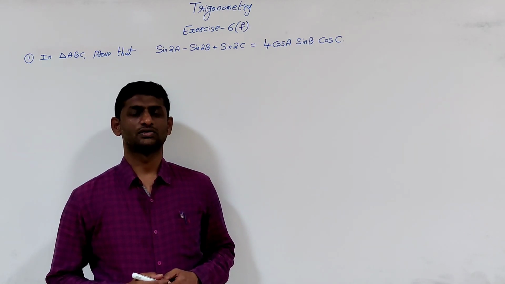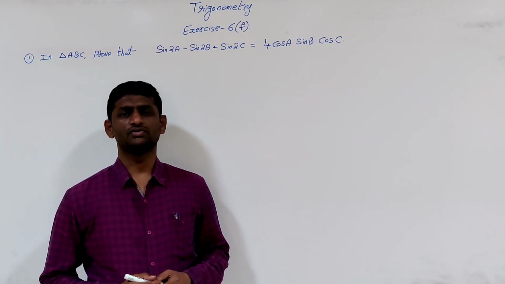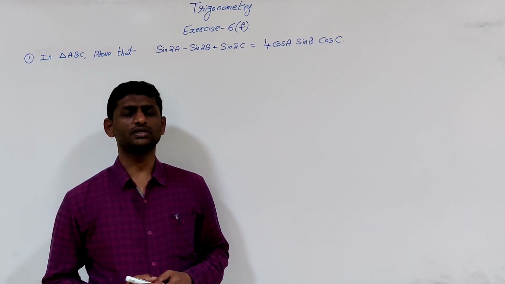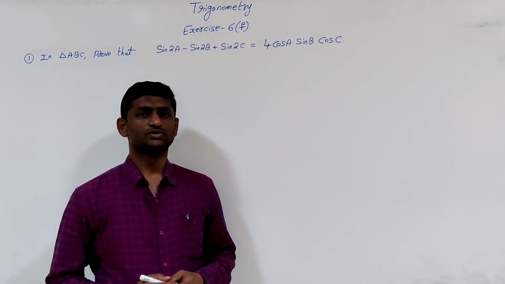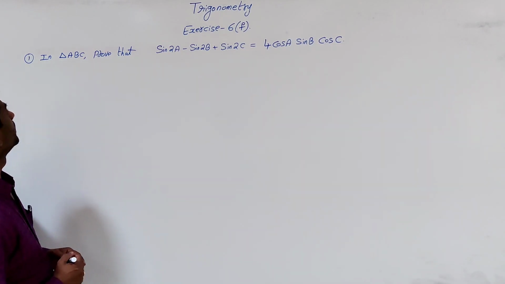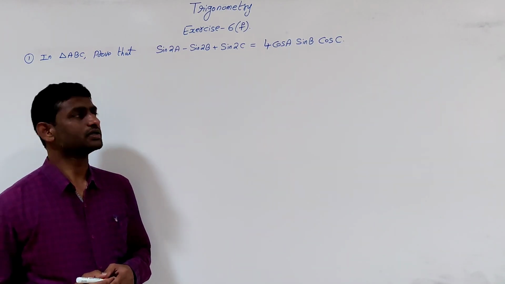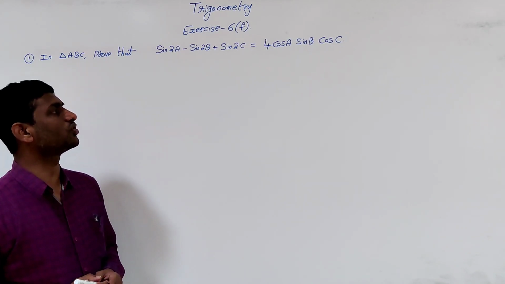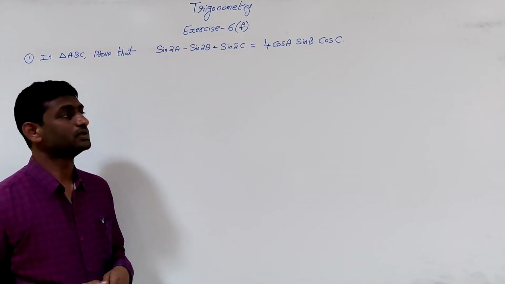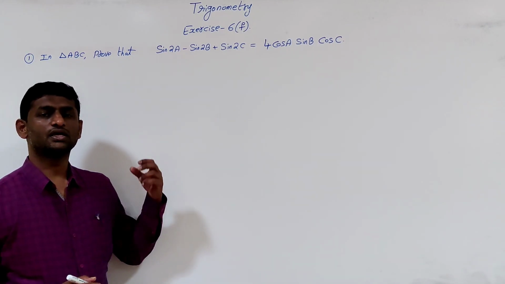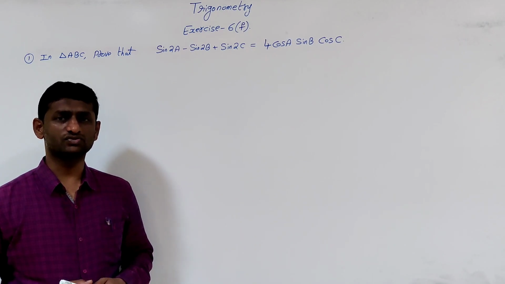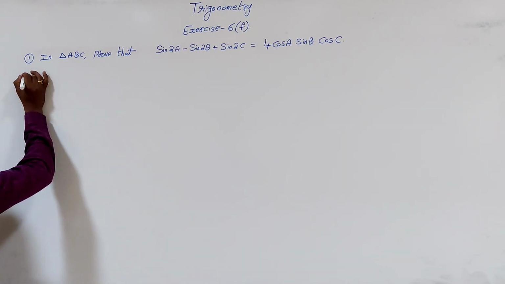Hello students, today in this lecture we'll see some problems on trigonometric identities by using the transformations. So the first problem is, in a triangle ABC, prove that sin 2A minus sin 2B plus sin 2C is equal to 4 cos A sin B cos C. The given condition is triangle ABC, meaning the sum of the three angles is 180. So we'll see the proof.